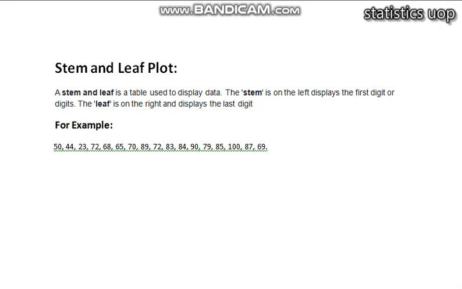Today we discuss stem and leaf plot. What is a stem and leaf plot? A stem and leaf plot is a table that is used to display data.